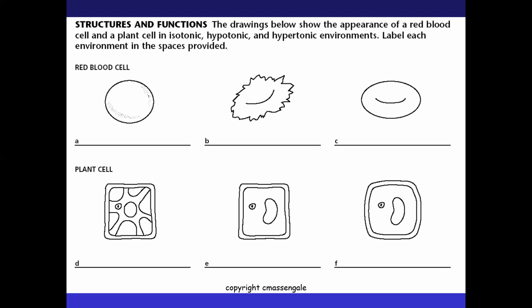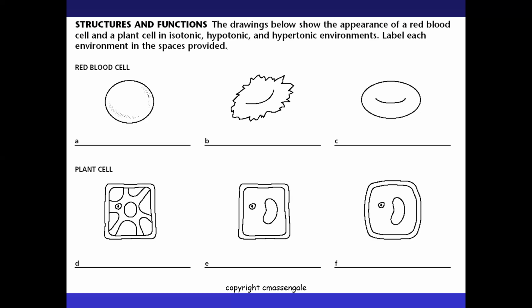In the case of the red blood cell, A is what? A is isotonic. Then B. B is hypertonic. Then what of C? C is hypotonic. Okay.